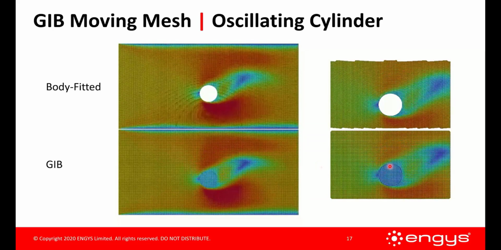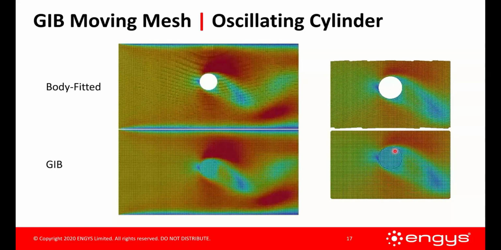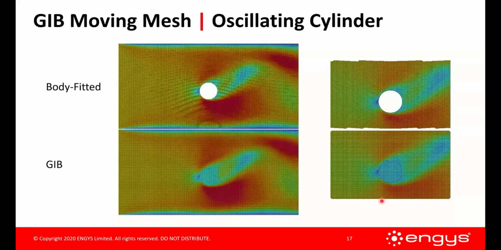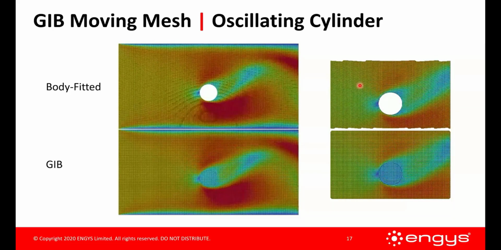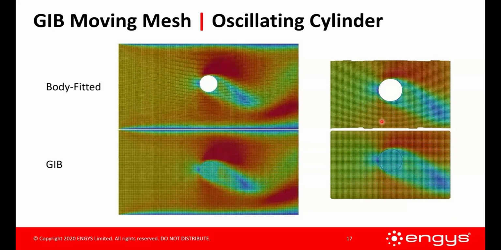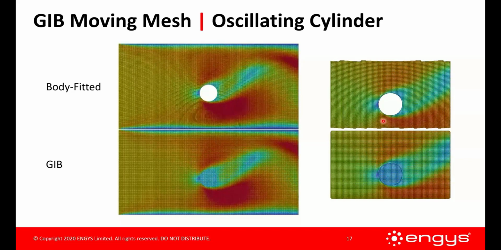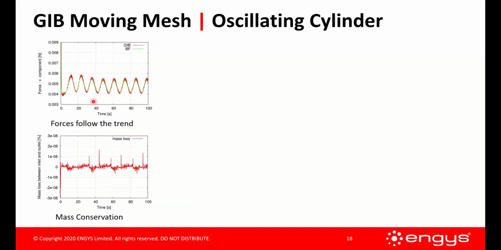But GIB, we don't have to change the shape of these cells far away. We are snapping at the surfaces, but we're not changing the shape in large groups of these cells far away from the surface. So that's an oscillating cylinder. Let's see if we can compare the forces between the two. So here we're looking at the X direction forces.